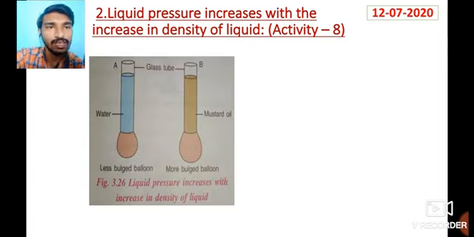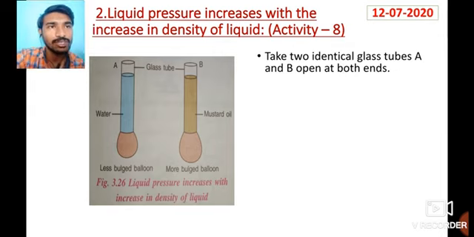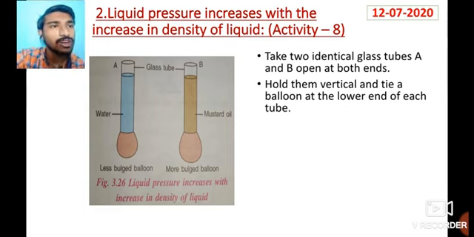So here again we are going to take two glass tubes. That means two identical glass tubes. One is A and the other one is B. Glass tube A and glass tube B are both open at both ends. That means they are open at the top and at the bottom. So hold them vertically and tie a balloon at the lower end of each tube.